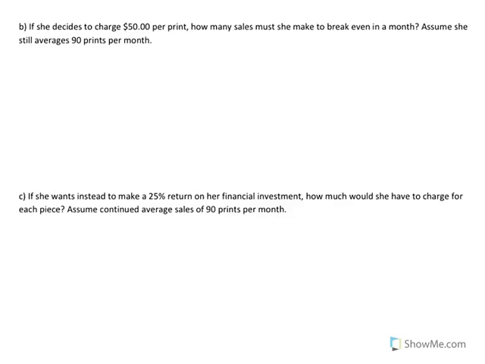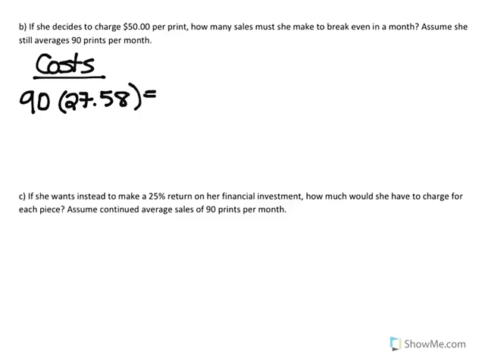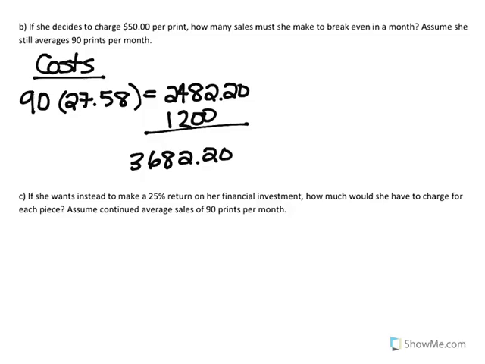So we're going to figure out what her costs are this month. We're going to stick with this average of 90 prints per month. It costs her $27.58 to make those prints, so altogether it's going to cost her $2,482.20. She also has operating costs of $1,200. So altogether, to run her business for a month, it's costing her $3,682.20.